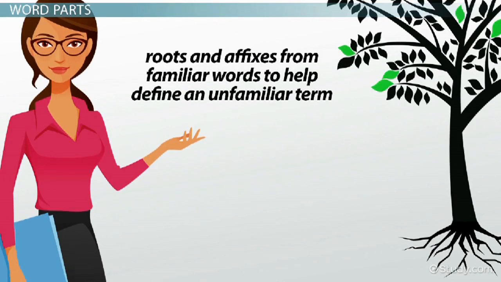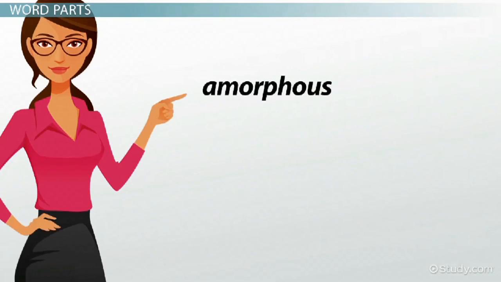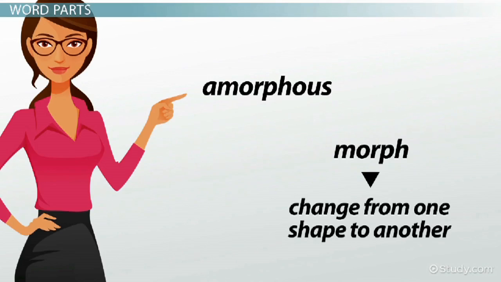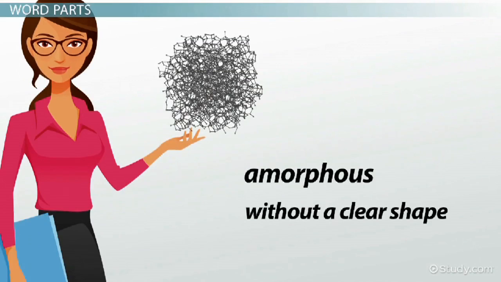For instance, let's look at the word amorphous. Depending on grade level, your students might be able to recognize that the root word morph means to change from one shape to another. Then, if the student learns that the prefix a means not, he can make the jump to define amorphous as without a clear shape.